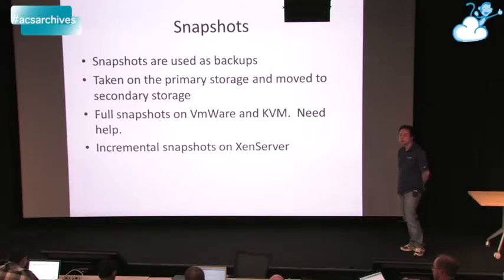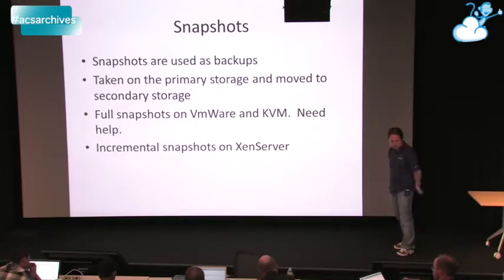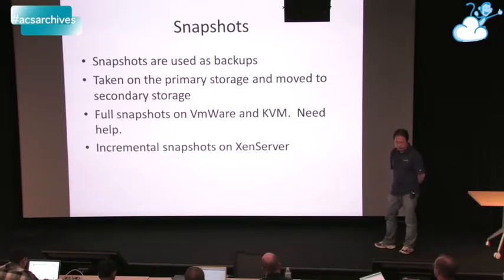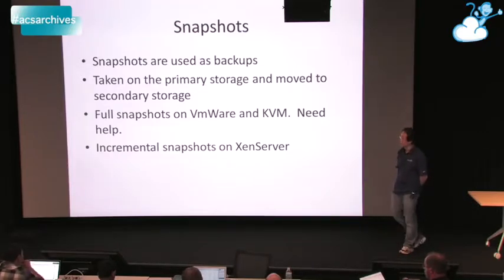Any other questions? Yeah, so snapshots, like I said, are meant to be used as backups for DR. We take it on primary storage and we move it to the secondary storage, and then we remove it from the primary storage. Today we do full snapshots on VMware and KVM, and KVM actually has this problem where it may not be crash consistent when you take the snapshot. But that's a problem with the hypervisor, not with what we have. We need help adding incremental snapshots to these two hypervisors specifically, and we do incremental snapshots on XenServer.